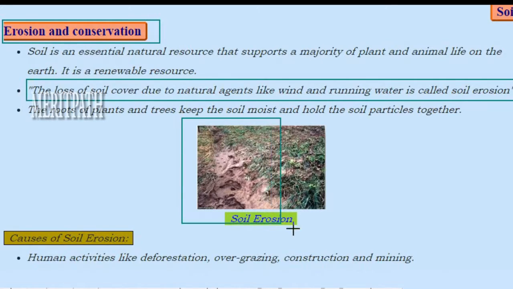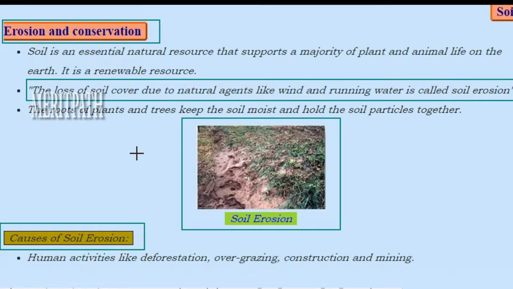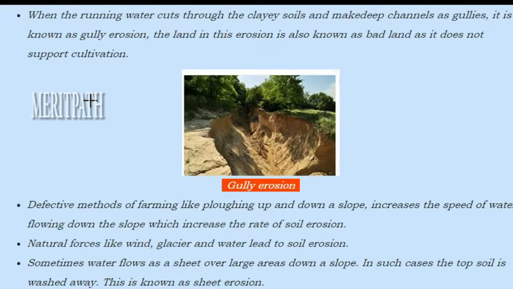The roots of plants and trees keep the soil moist and hold the soil particles together. An example of a land with soil erosion. Now what causes soil erosion? Human activities like deforestation, overgrazing, construction and mining are some of the causes of soil erosion. When running water cuts through the clayey soils and makes deep channels as gullies, it is known as gully erosion. The land in this erosion is also known as bad land as it does not support cultivation.